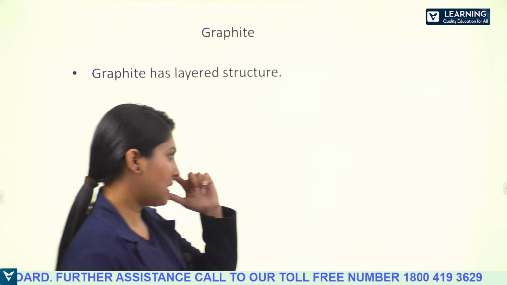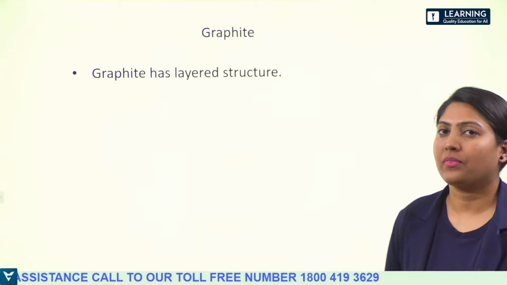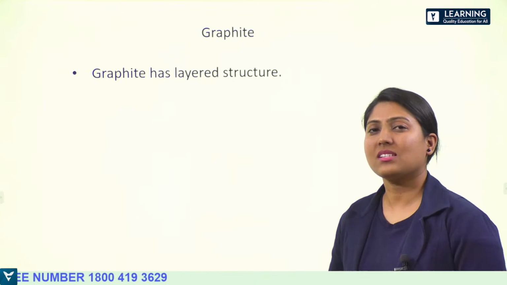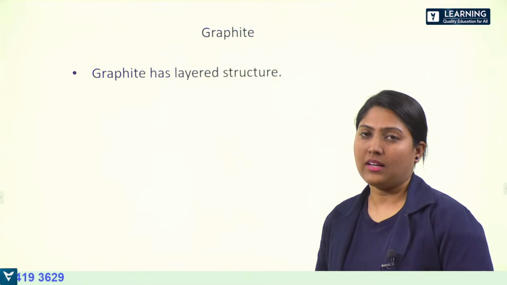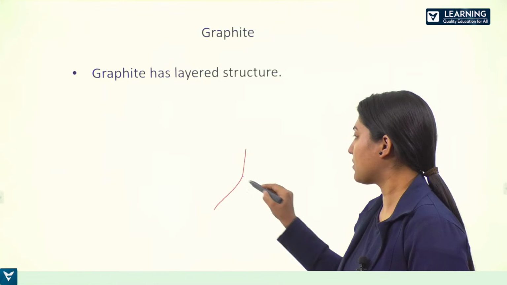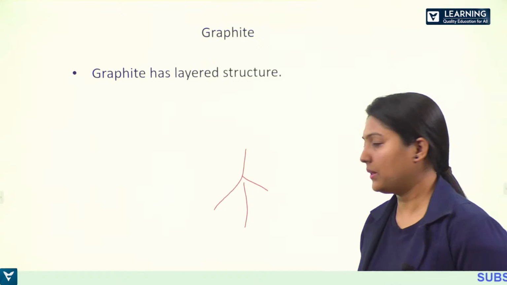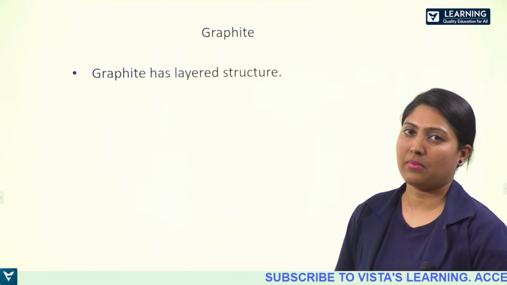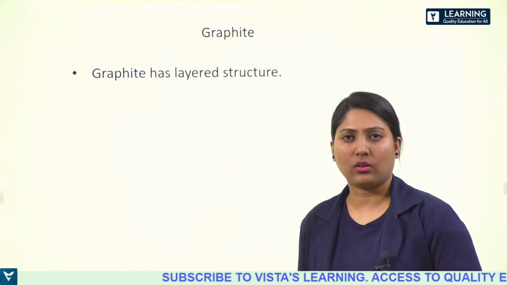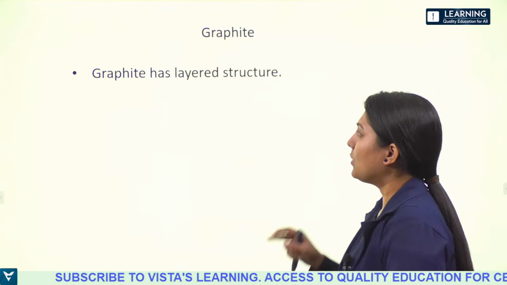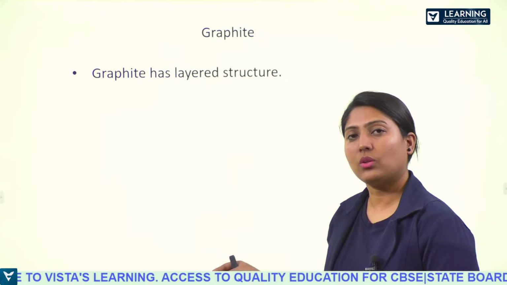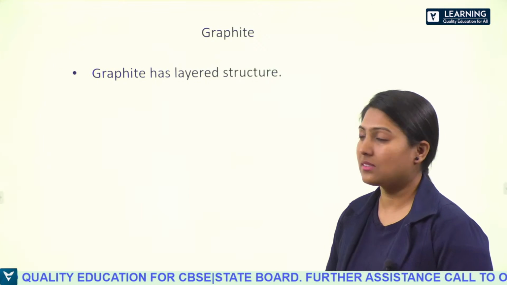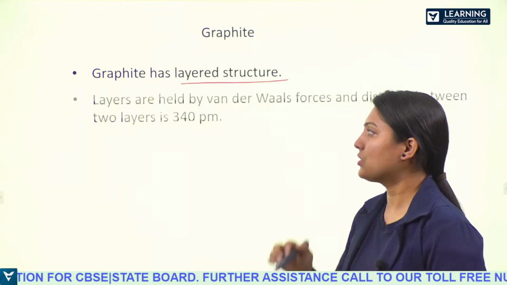So graphite, next coming with the second allotrope, that is graphite. What is this graphite? This is not like diamond. Diamond is in the tetrahedral structure with sp3 hybridization. But what about graphite? It is not the same as diamond. It is very soft compared to diamond, right? So its structure is different. Even though it is made up of carbon atoms alone, still the structure matters. It has a layered structure.